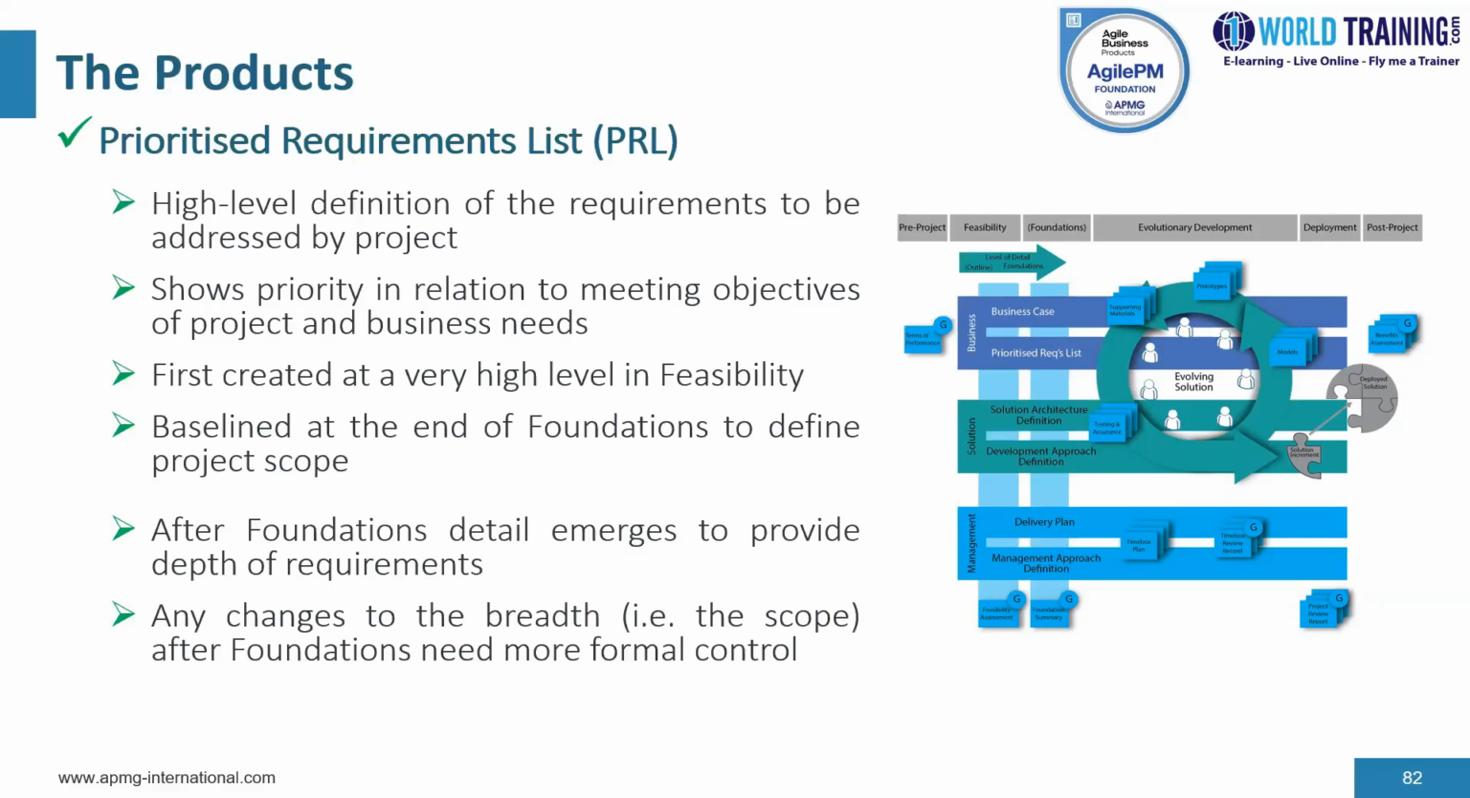After that point, further change will happen naturally in terms of depth as a result of emergence of detail. Now, changes to the breadth, which is adding, removing, or significantly changing high-level requirements, need to be formally controlled in order to ensure ongoing alignment with the business vision for the project and to keep control of the scope.